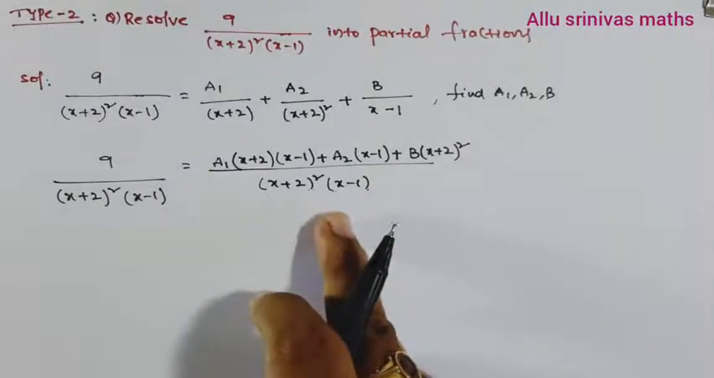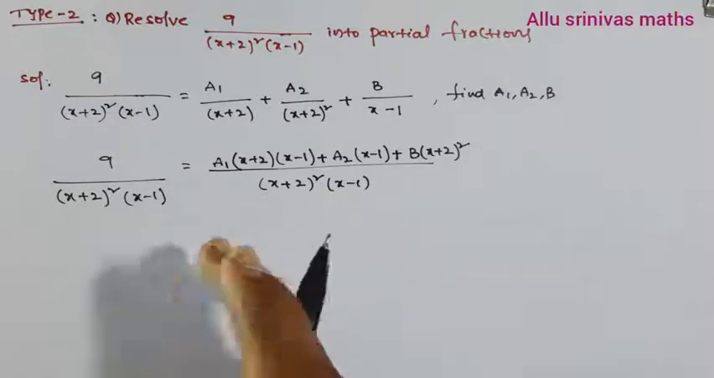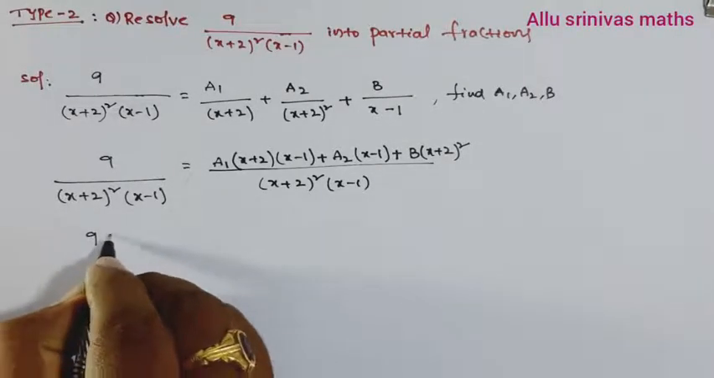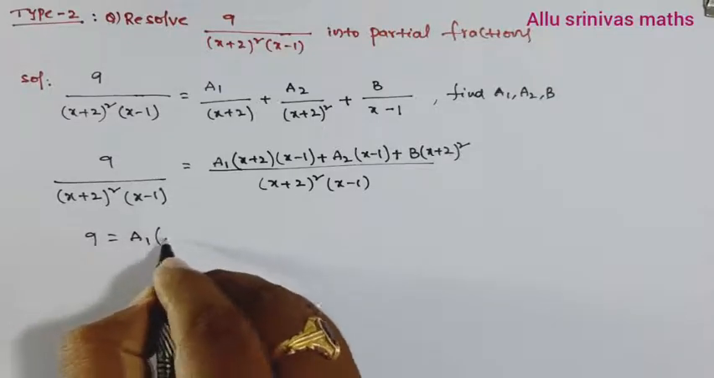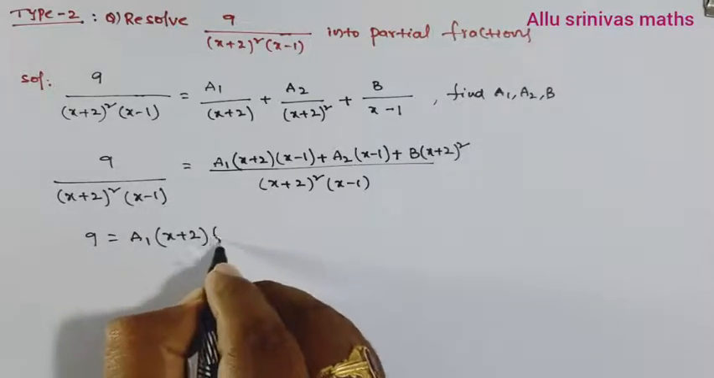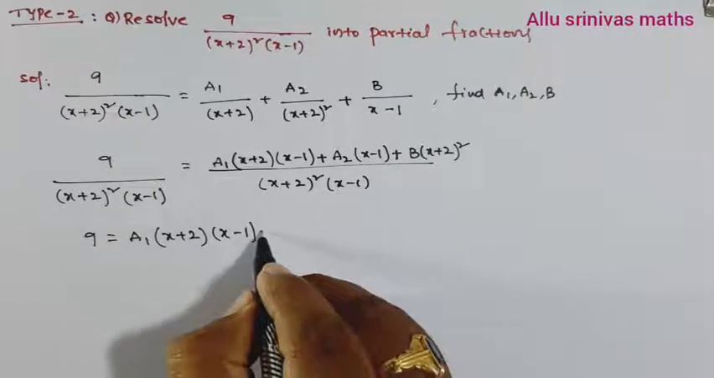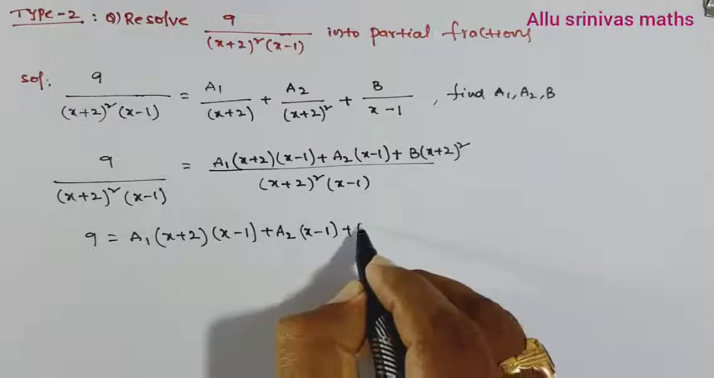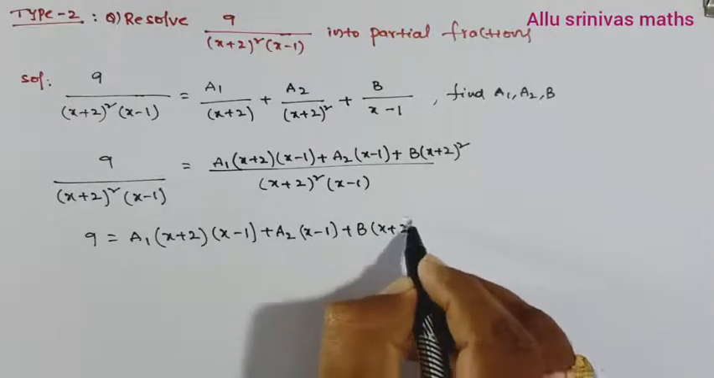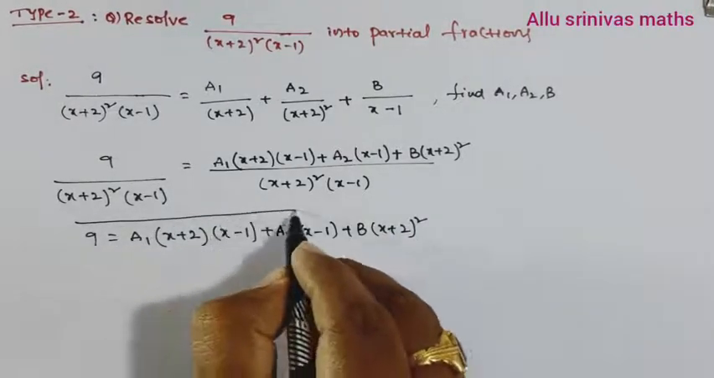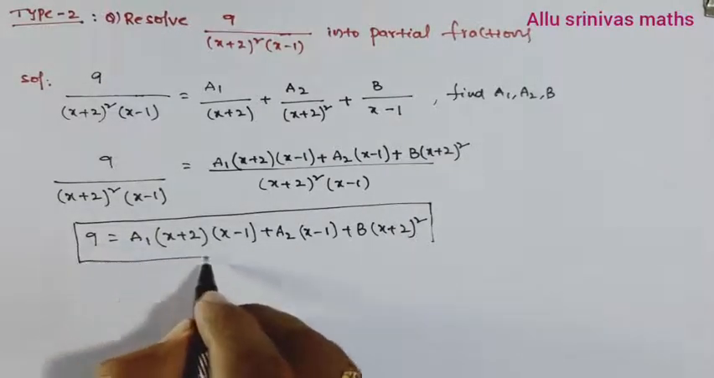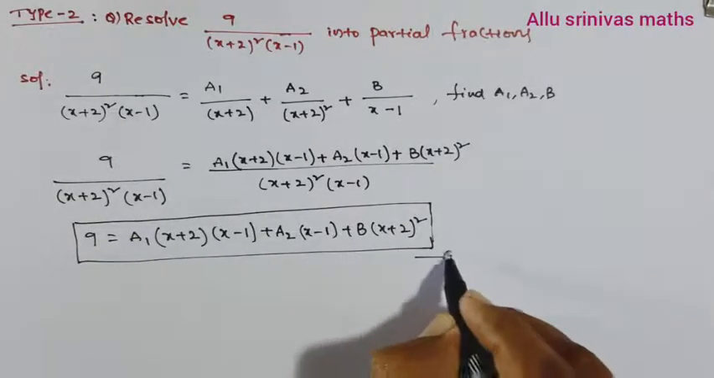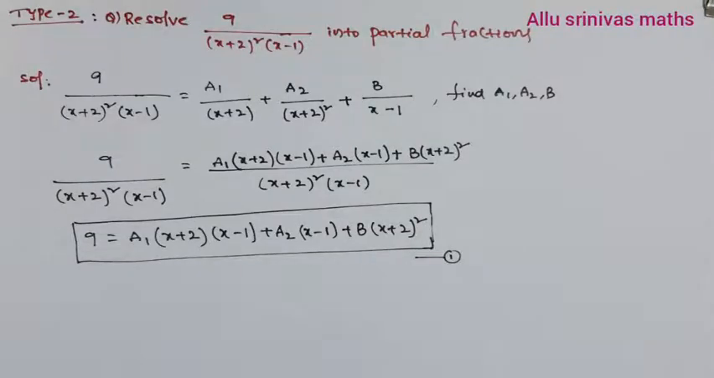Both denominators are equal and then cancelled, and the remaining term is 9 equal to a1 times x plus 2 into x minus 1 plus a2 times x minus 1 plus b times x plus 2 whole square. Let us call this equation 1. We have two linear factors in this problem, x plus 2 and x minus 1.